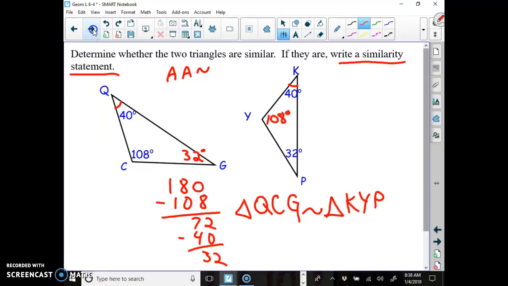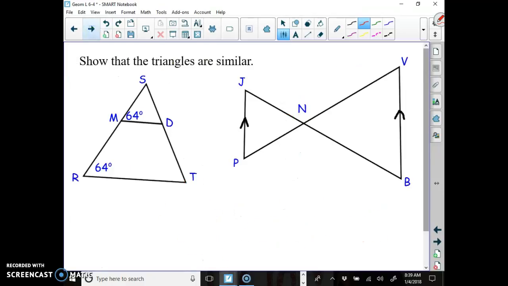That is not the only way you could write it. You could write it in different orders too. You could go GCQ is similar to triangle, it'd be PYK, I believe. You can check on me. So, okay, now you might be asked again to show that the triangles are similar.